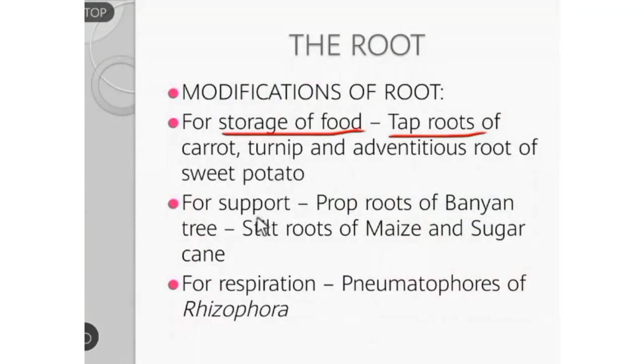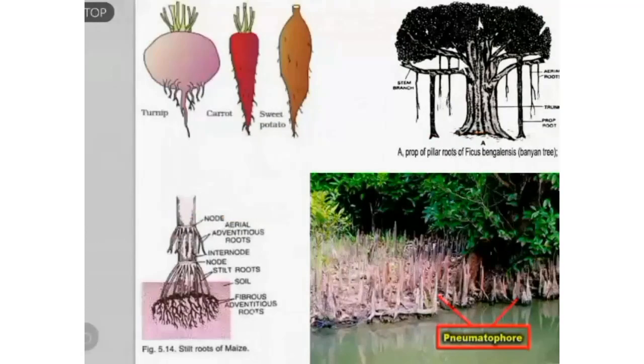Another one is that sometimes the root is modified for support. Let's take an example, the banyan tree. It is a large tree. So to support the large canopy of this tree, there are hanging roots which act like pillars. These roots are known as prop roots. So these are roots which support the plant.